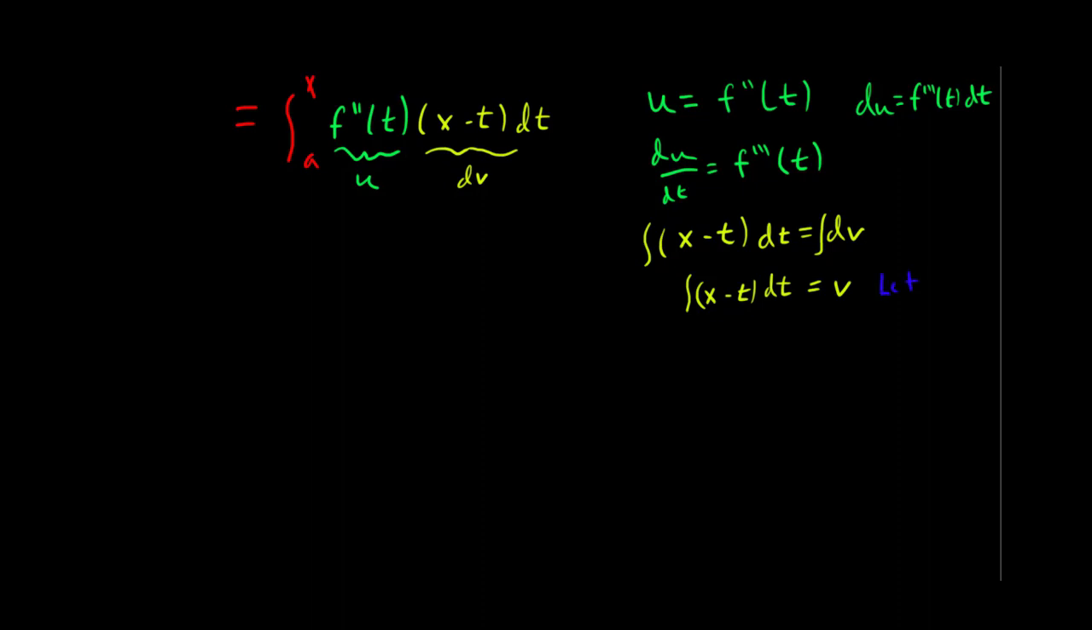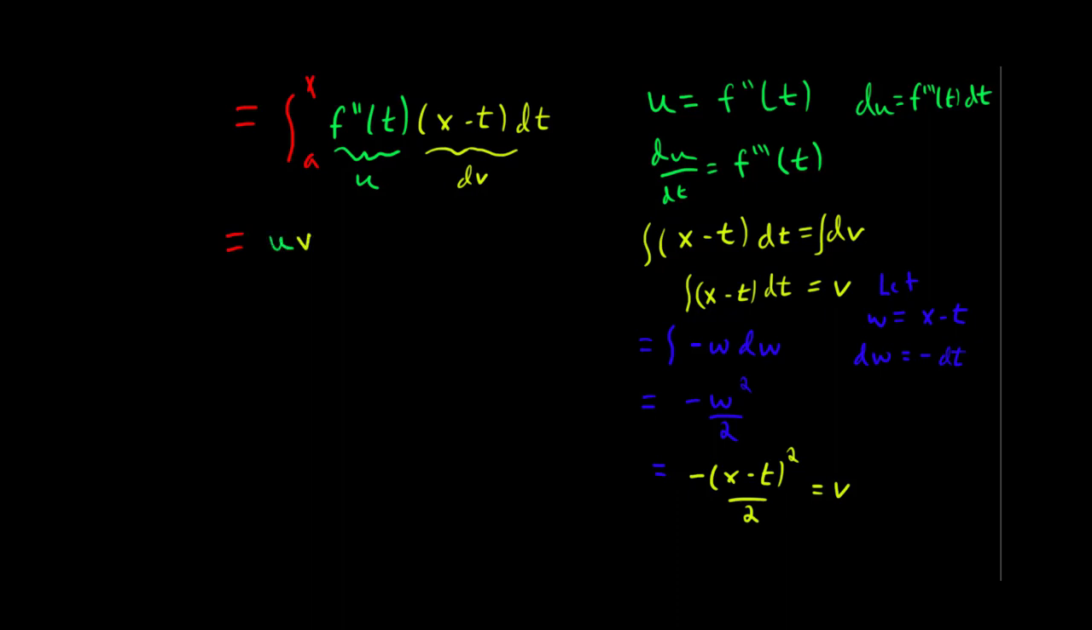So this is a straightforward enough integral. I'm going to do a substitution. I'm going to let w equal x minus t. Then differentiating, dw must equal negative dt. dw dt would be negative 1, so dw is negative dt. We're treating x as a constant there. So it becomes the integral of negative w dw equals v, which equals negative w squared over 2. Subbing back, that equals negative x minus t squared over 2, which again equals v. We just found our v here.